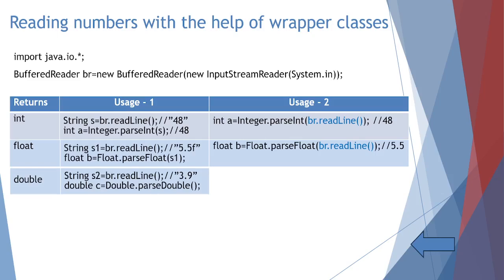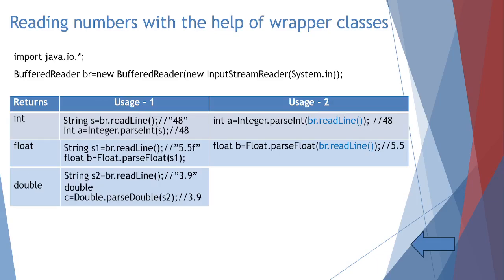B will store 5.5. Similarly, Double.parseDouble. So String s2 = br.readLine(). Some 3.9 is the input, but read as a string. Now we are converting to double, some c = Double.parseDouble(s2), where we send s2 as a parameter. Now it converts into 3.9, not in double quotes.